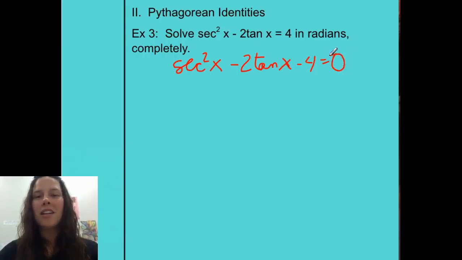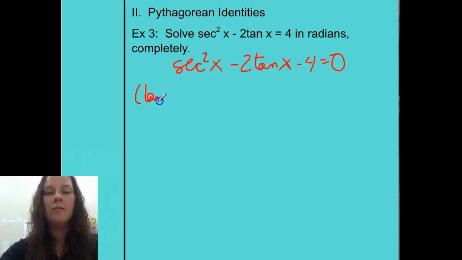And as you can tell by the title of this slide, notice that we do not have the same trig function. It looks kind of like a t-chart, but because secant and tangent are different functions, we can't set up our t-chart just yet. So we're going to replace our secant squared with its Pythagorean identity, tangent squared plus 1, keeping the rest of our equation the same.